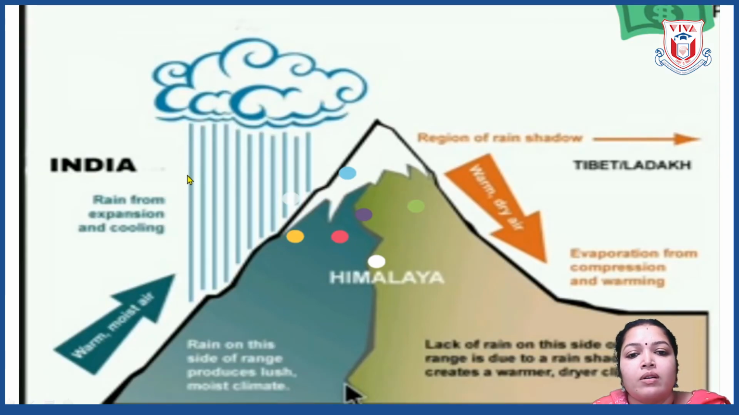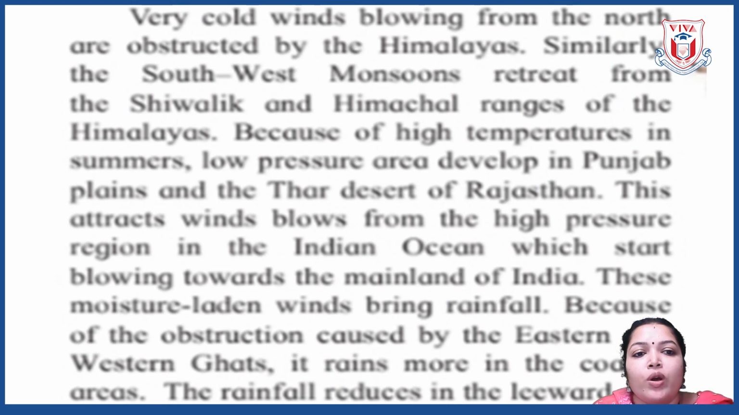Okay, just see this slide I have prepared to explain how these clouds give maximum rainfall here and don't travel here. So this creates a rain shadow region here. And this region receives maximum rainfall in India. Only because of the Himalayas, these clouds don't cross the Himalayan mountains or the Indian borders. Now, very cold winds blowing from the north are obstructed by the Himalayas.